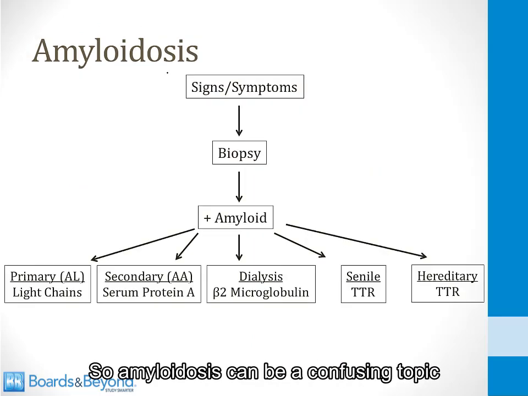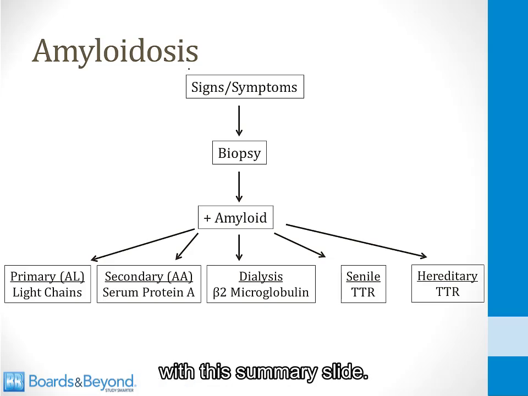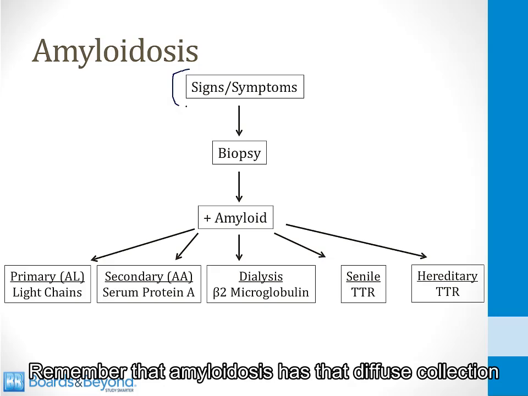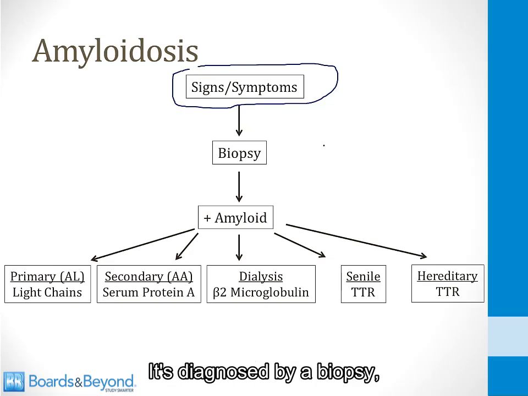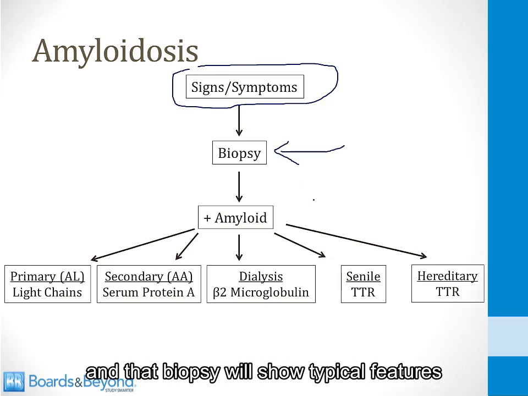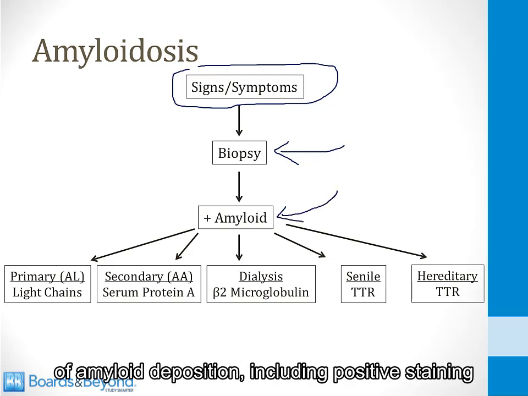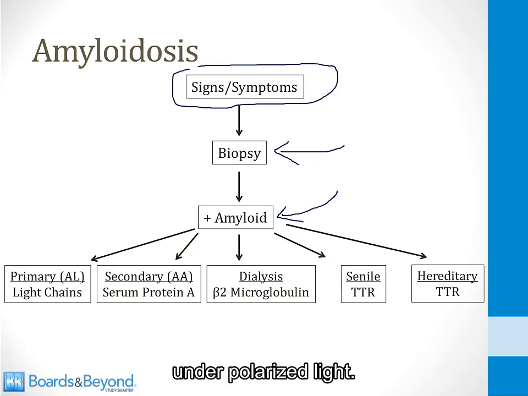So amyloidosis can be a confusing topic to learn as a student, so let me leave you with this summary slide. Remember that amyloidosis has that diffuse collection of signs and symptoms that can mimic many other diseases. It's diagnosed by a biopsy, usually an abdominal fat pad biopsy, and that biopsy will show typical features of amyloid deposition, including positive staining with the Congo red stain, showing apple green birefringence under polarized light.